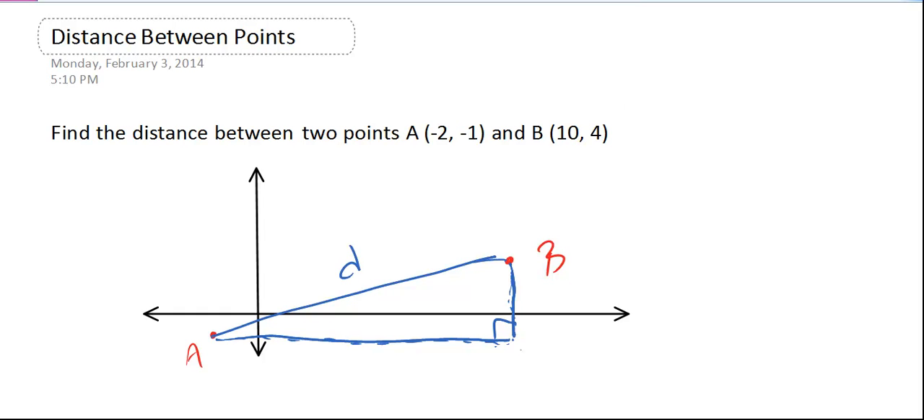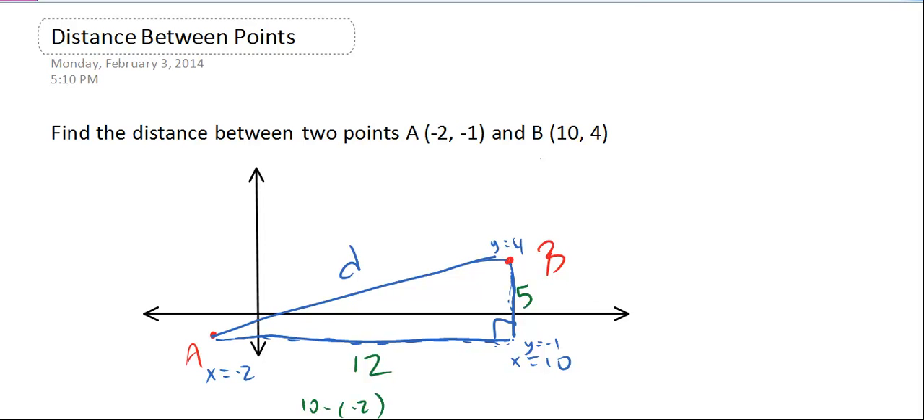Right? We know that if this point is at (10, 4), the x-coordinate of 10, and A is at x equals -2, then I know that this entire length is 12, from 10 minus the -2. Likewise, up here I know my y-coordinate is 4 at B, and here I know my y is -1, which means that my distance is 5, the difference between 4 and -1.